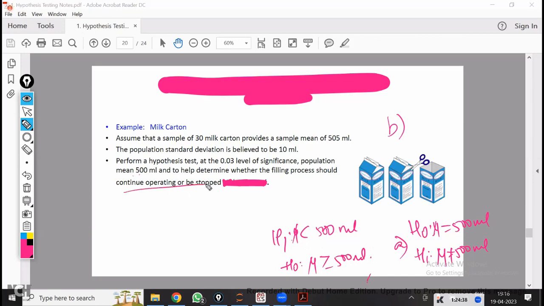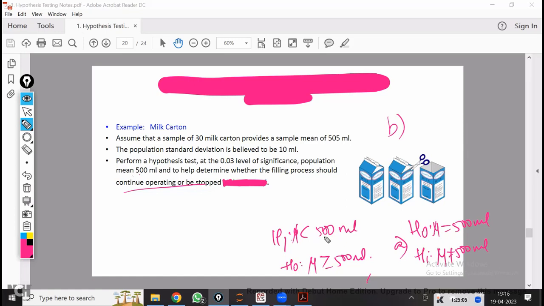Because whether it is continued or stopped will be decided by the quality inspector. He will either continue or he will stop. So based on the question, when are you going to stop? If it is less than 500 only, you are going to stop. If it is greater than 500 ml, you are going to continue, if you are working as a quality inspector.